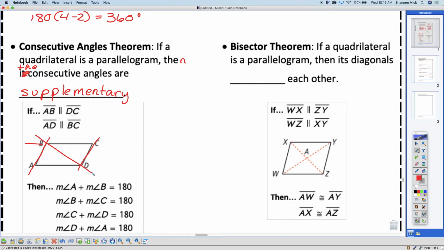Bisect. What does bisect mean? Cut in half, equal parts. The bisector theorem says if a quadrilateral is a parallelogram, then its diagonals bisect each other. So what does that mean? I can add a note to myself: bisect means cut in half, into 2 equal parts.